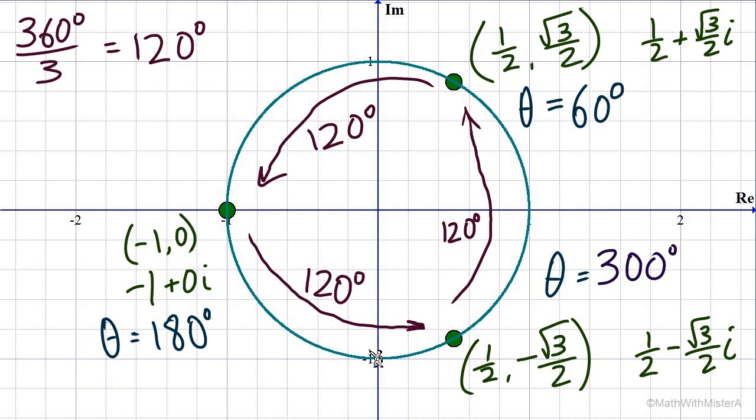So we could use this to our advantage if we knew only that -1 was a zero, and we know there have to be a total of 3, meaning 120 degrees away. Move 120 degrees, we'll find the second root. Move 120 degrees further, we'll find the third root. And this is going to be very useful when we deal with powers and roots of complex numbers.